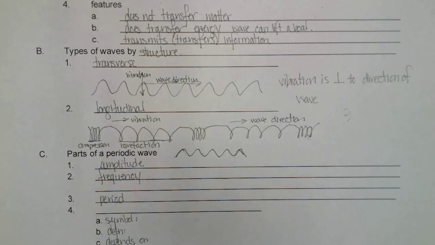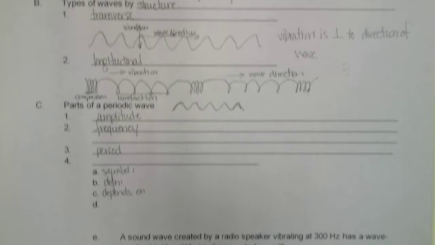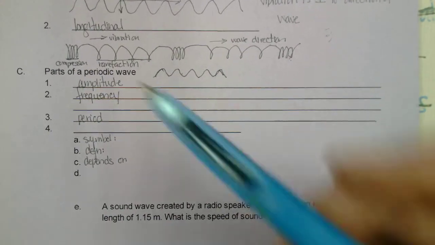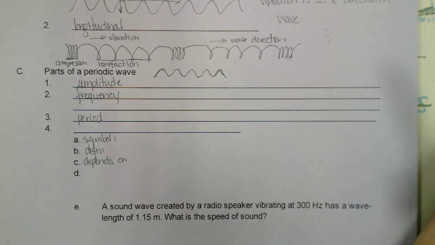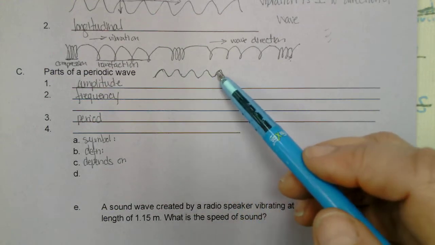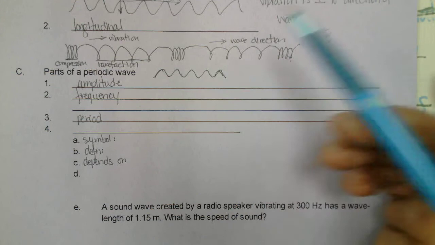All right, and then I also want to talk to you about the parts of a periodic wave. Periodic wave means I have to have a number of disturbances. Remember, number of disturbances. If I have more than one, I have a periodic wave. So let's talk about the parts of a periodic wave. This looks like a transverse periodic wave.